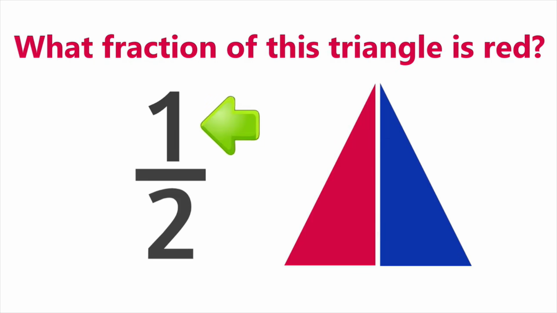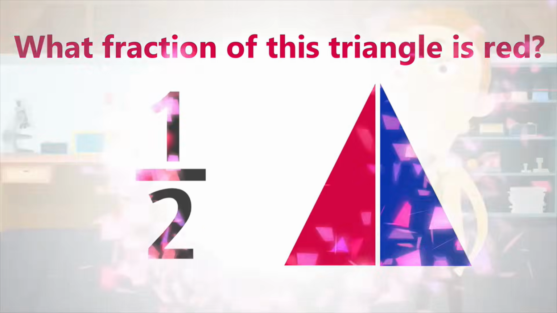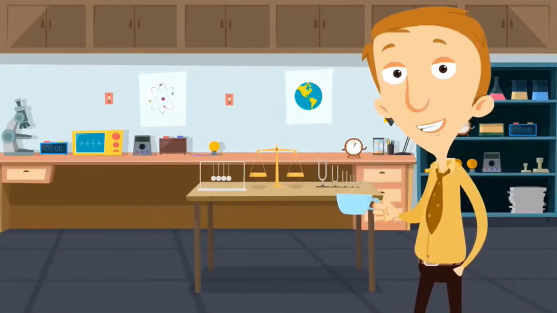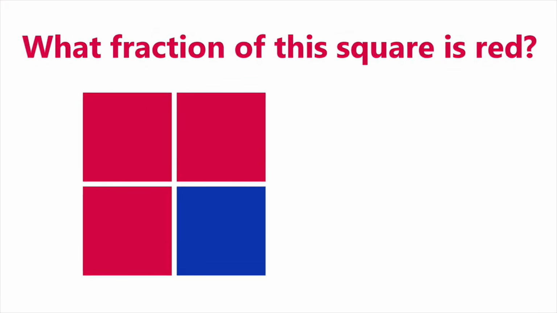Great. The numerator shows us how many parts are red. Just one part is red. The denominator shows us how many total parts the triangle is split into. The triangle is split into 2 equal parts. Awesome job. Okay, what fraction of this square is red?